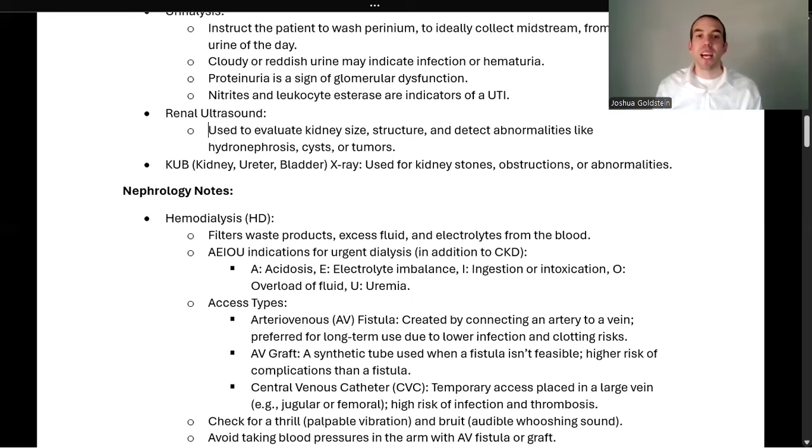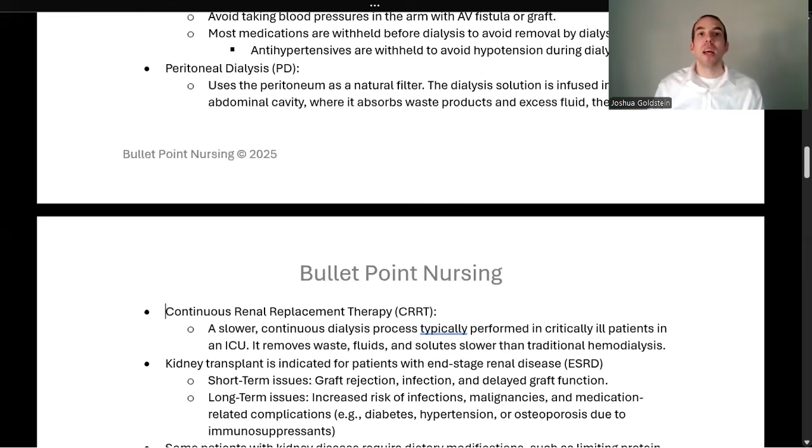When you're assessing these different accesses, specifically the AV fistula and the AV graft, we are going to check for a thrill or a bruit. These are two commonly tested terms in nursing school for how we assess the patency of these access methods. A thrill is where you touch the location of the access and you should feel the blood vibrating as it goes through it. A bruit is where you put your stethoscope on there and you hear the blood whooshing through that area. Dialysis patients that have a fistula or graft cannot get blood pressures taken in that arm.